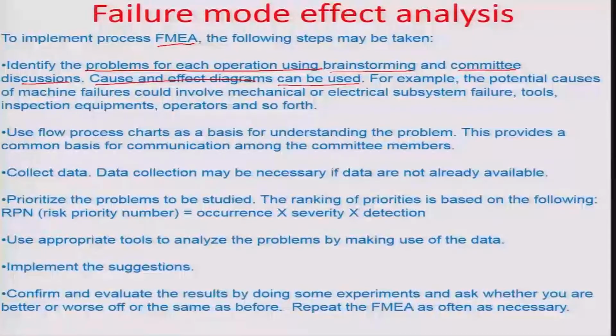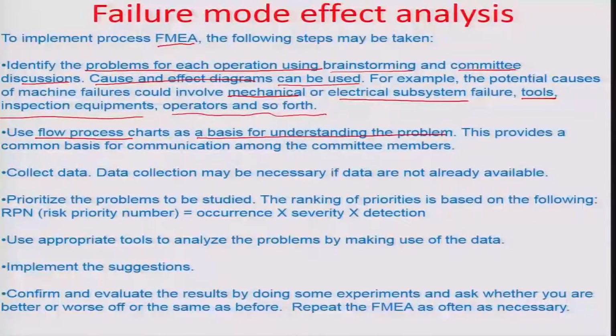Okay. So, for example, the potential causes of a machine failure could involve mechanical or electrical subsystem failure. It can involve failure of tools, it can involve some inspection equipment which is not able to do preventive maintenance in a proper manner, or even operators. So, all these identified contributions to the failure modes have to be removed somehow.